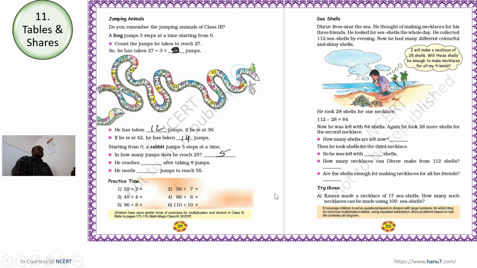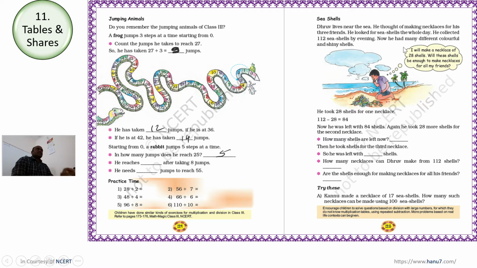Now today's presentation is about seashells. Dhruv lives near the sea. He thought of making necklaces for his 3 friends. He looked for seashells all day. He collected 112 seashells by the evening. So by the end of the day he collected this many seashells.